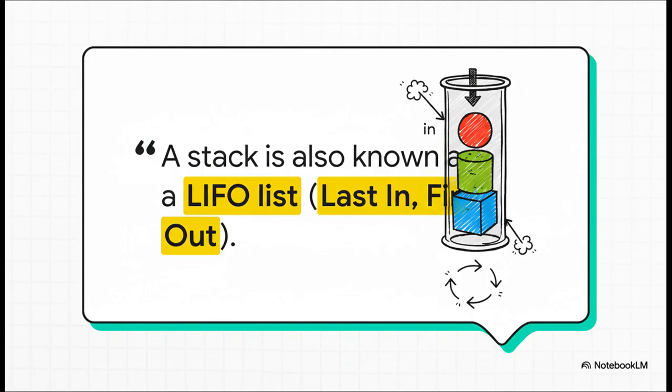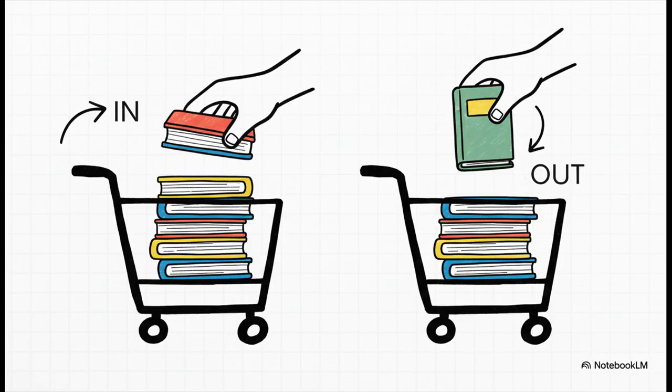It just means the last thing you put in is always the very first thing you can take out. The absolute best analogy for this is a book returns cart at the library. As the librarians get books back, they just place them on top of the pile. When they're ready to put them back on the shelves, which book do they grab first? The one right on top, of course, the last one that was put in.